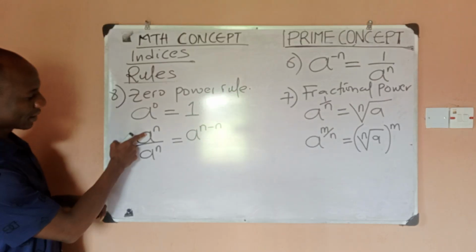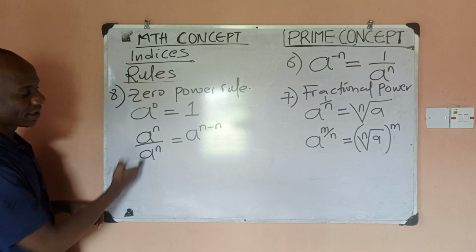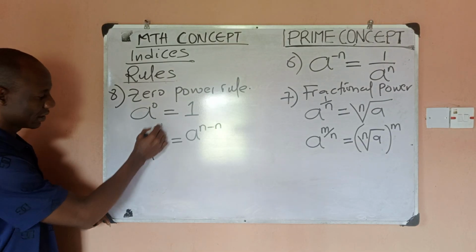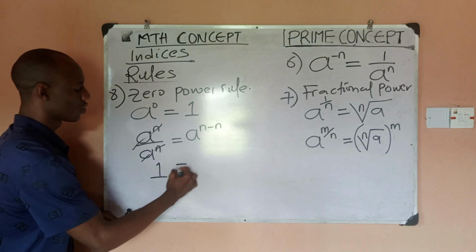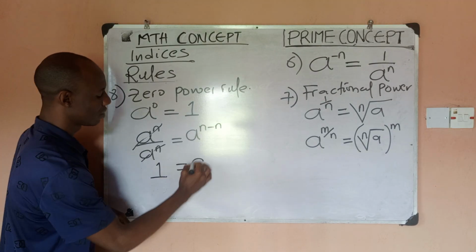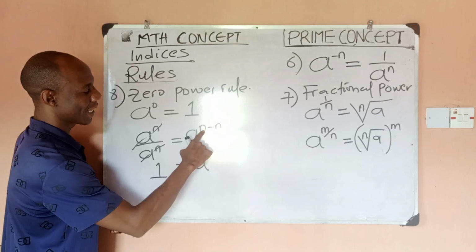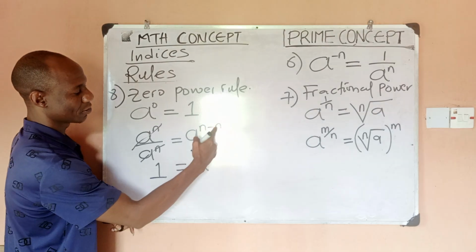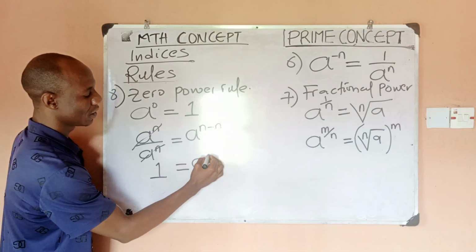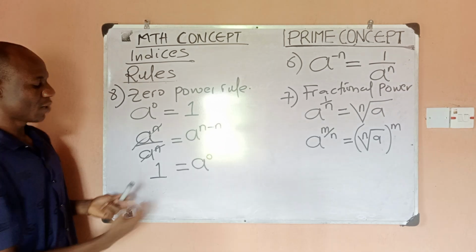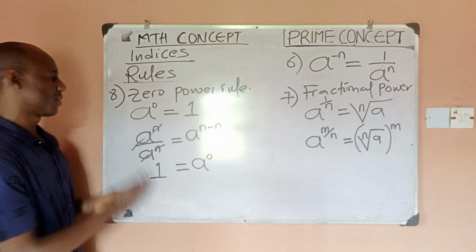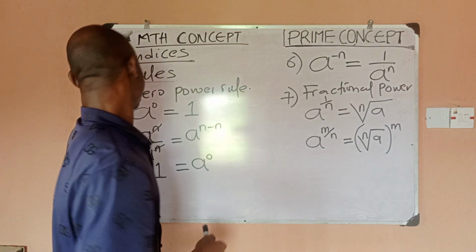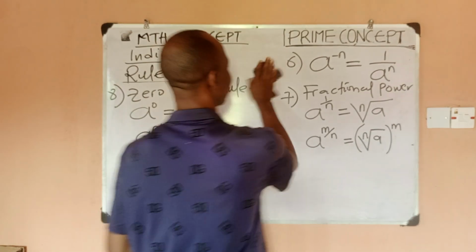Now, remember that a number divided by the same number will give 1. So this divided by this would give us 1. So that you have this, which is the same as a raised to power n minus n. Subtracting a number from the same number, what will it give us? 0. So we can now say that a raised to power 0 is equal to what? 1. So this is rule 8, which is very important.